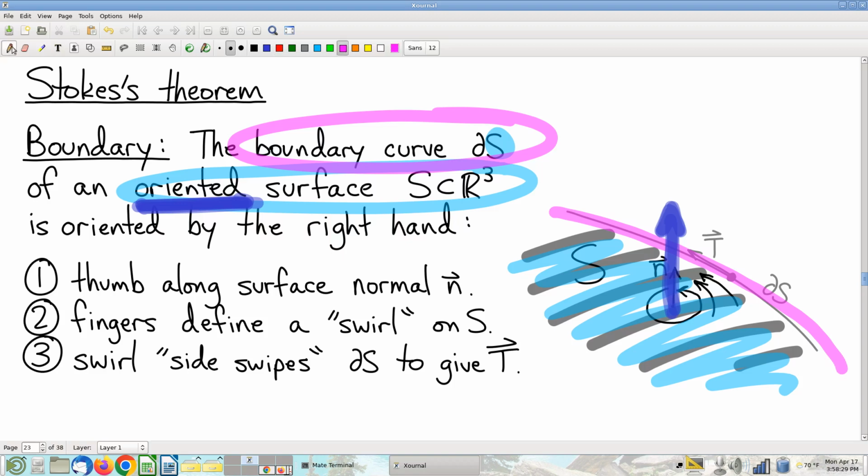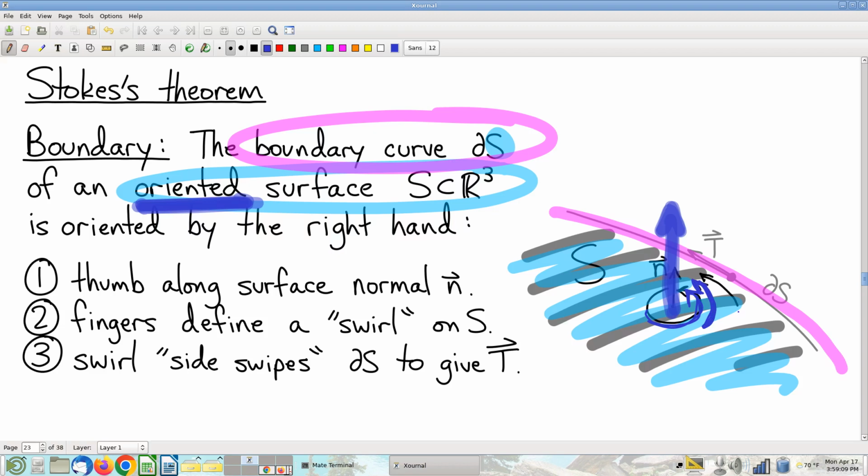And here's how it works. It works off of your right hand. Put your thumb pointed in the direction of your surface normal, right? The surface comes with an orientation. You put your thumb in the direction of that normal, defining the surface orientation. Right hand, very important. It's got to be your right hand. Notice that your fingers are bending the way fingers want to bend. Kind of define what I'm going to call a swirl going around the normal vector.